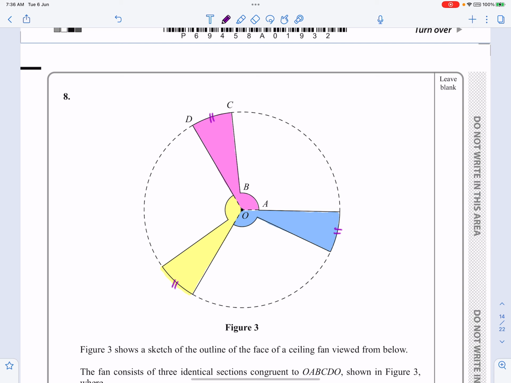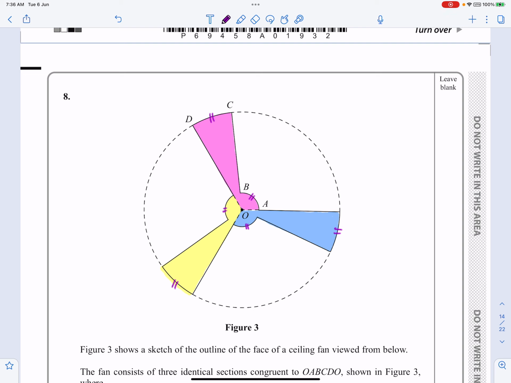The perimeter of this shape then is 3 of those, because they're congruent shapes. So the pink one is the same as the blue one is the same as the yellow one. So I want 3 lots of CD, and I already know what CD is, it's 35.9. I want 3 lots of the smaller arc length there, and we know what that is, because in the question they told me that AB was 15.